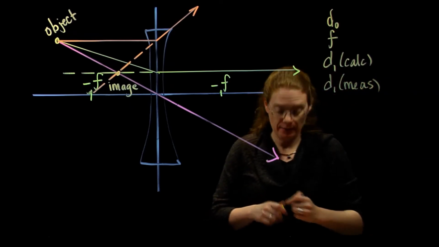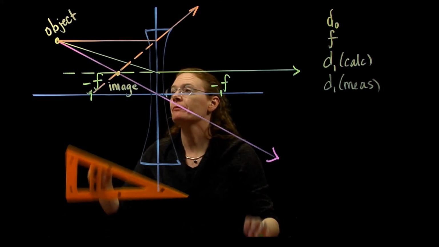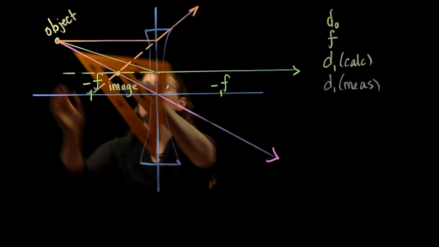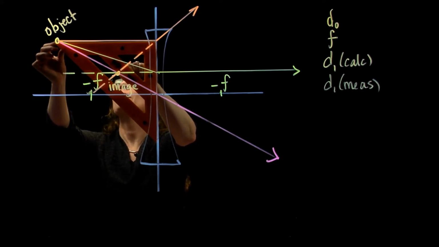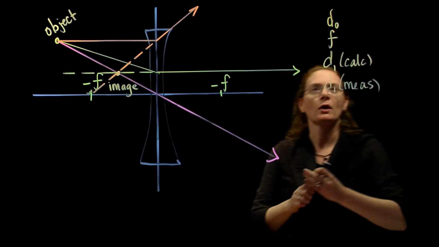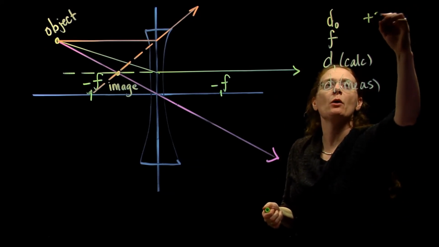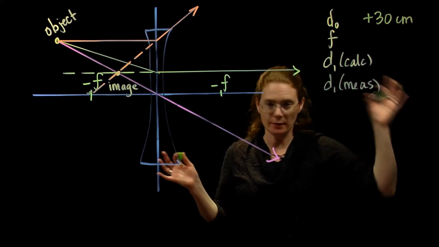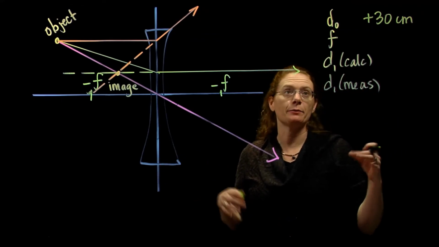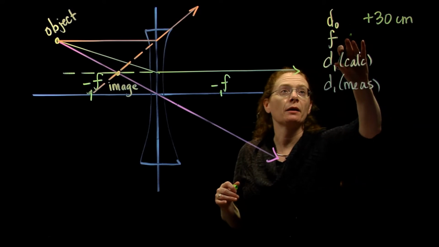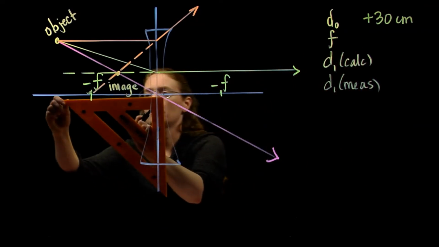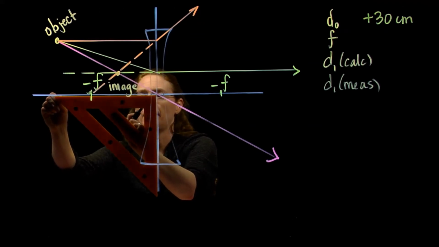What is my DO, my object? Not long enough. Oops. How about that one? Okay, oh, look at that. I set it up at about 30. My DO, and remember that DO is always positive no matter what. Doesn't matter where it is, doesn't matter what else happens, your DO is always positive. My focal length, that one is negative, and in this case it's set at -20.